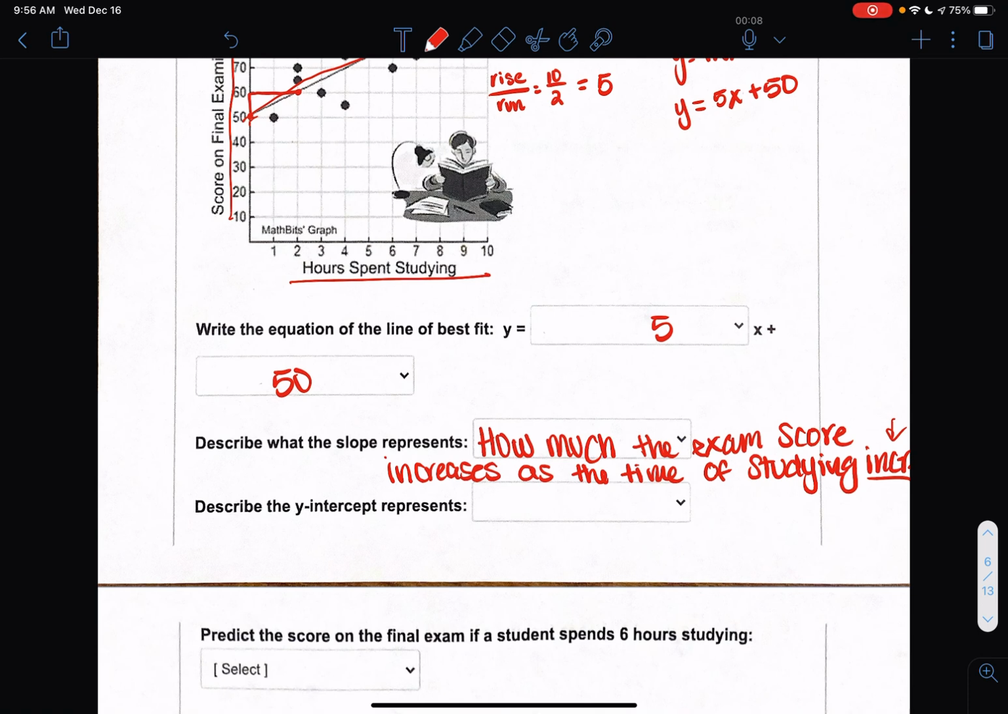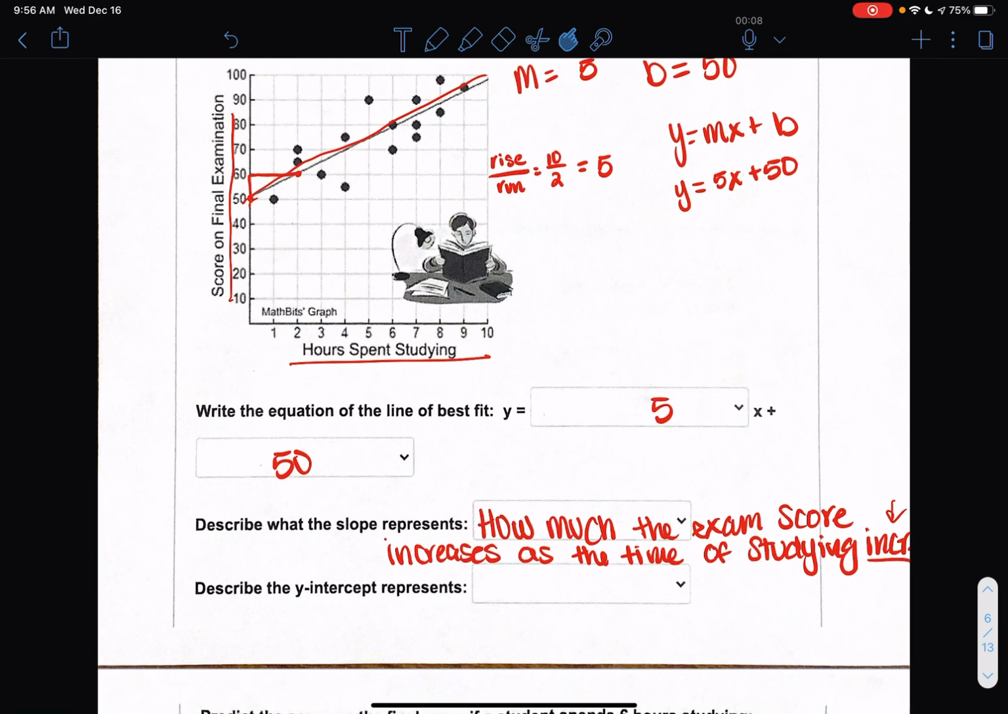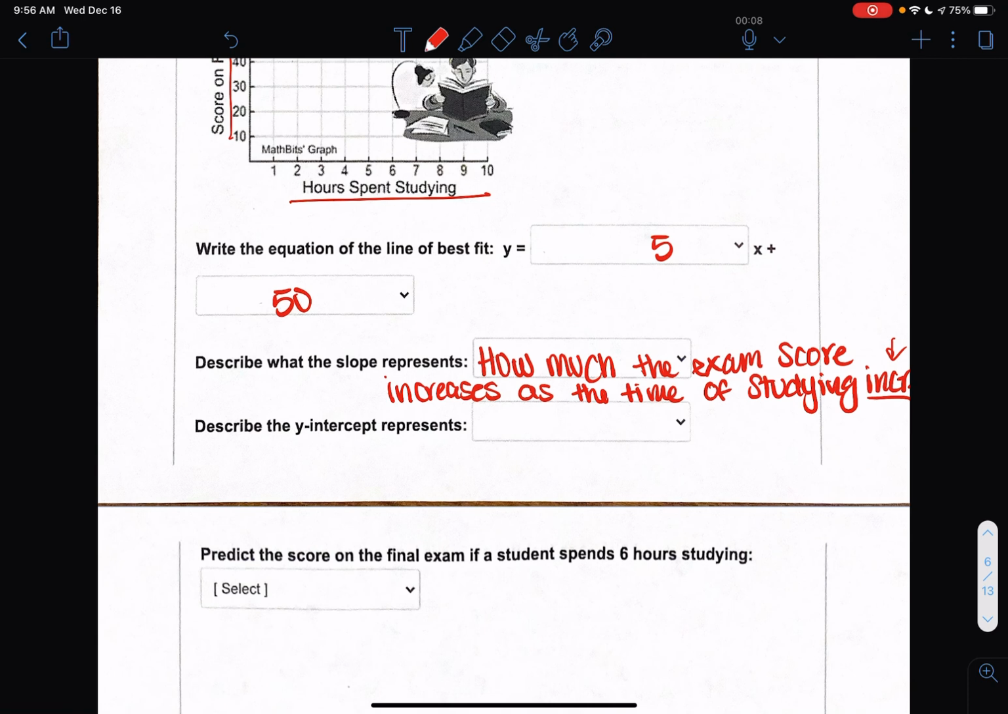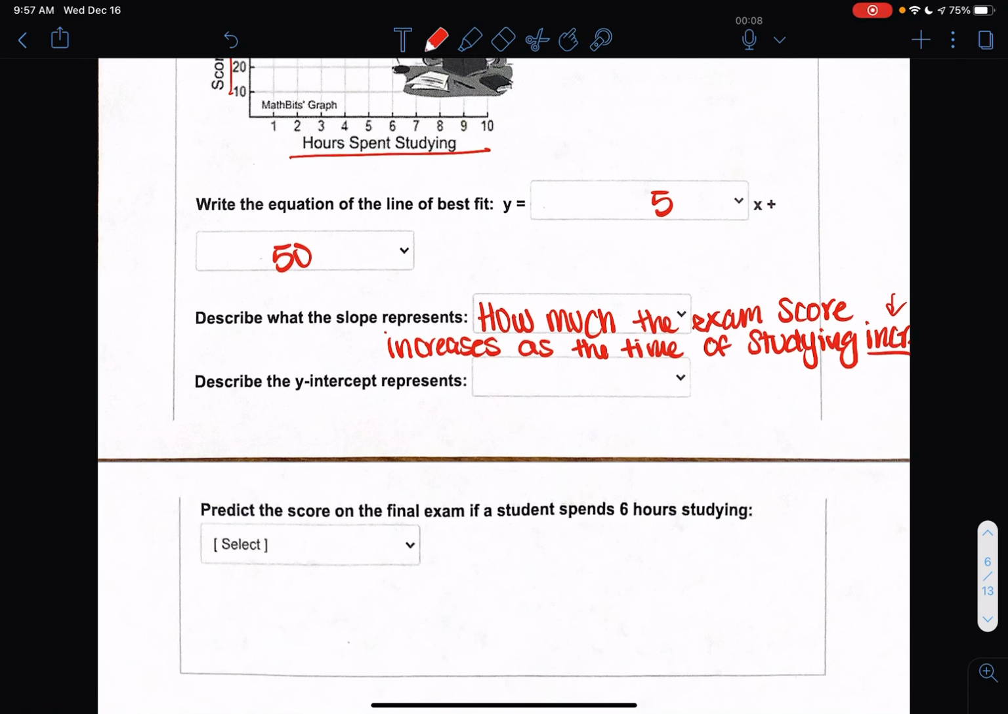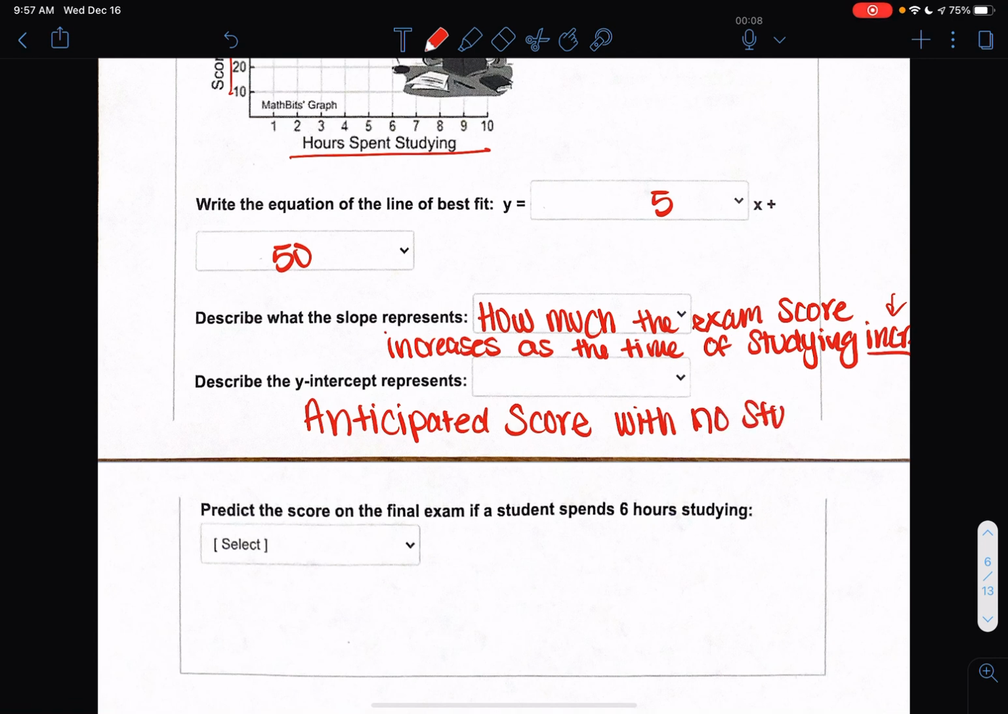And then it says describe your y-intercept. Remember, your y-intercept is the initial start, or where it starts on the graph. So your initial start, if I look at my y values, your y value represents the score on the final exam. So that means if I did not spend any hours, because 0 is on the y-axis, I am going to get whatever I have on the graph for my final exam score. So to describe that, it is going to be the anticipated score with no studying.